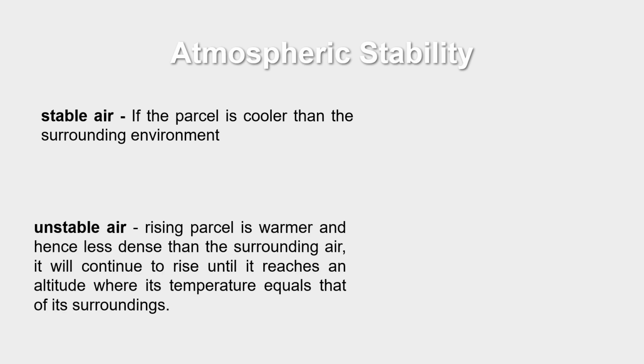And there is also unstable air. This unstable air is the rising parcel, which is warmer, and therefore it is less dense than the surrounding air. So it will continue to rise as long as it's warmer compared to the surrounding air until it reaches an altitude where the temperature of this parcel is equal to the temperature of its surroundings.